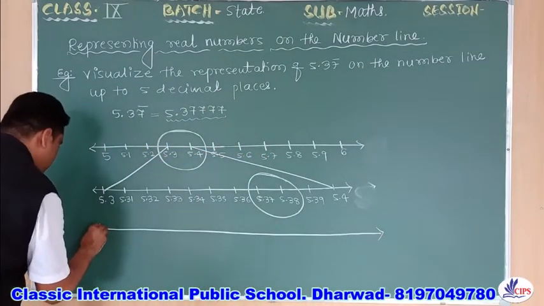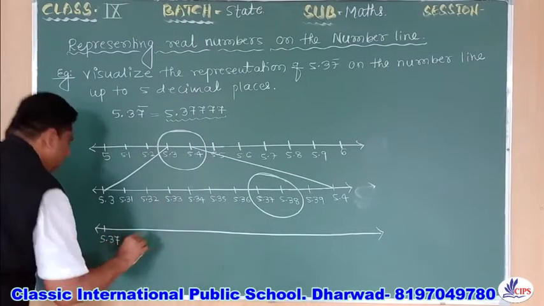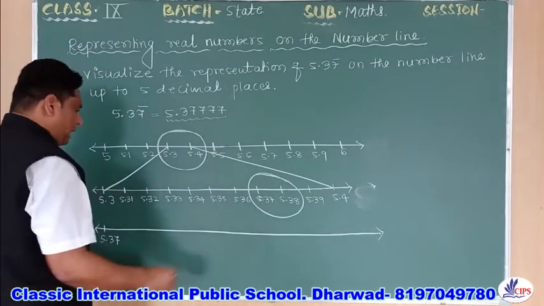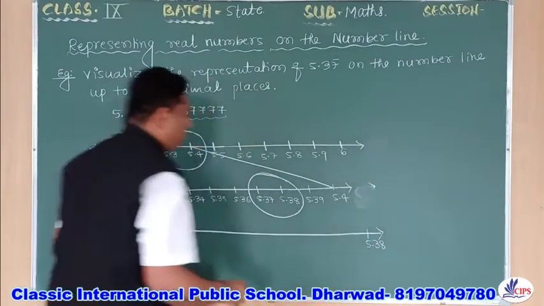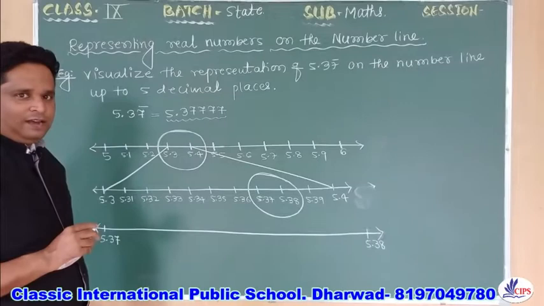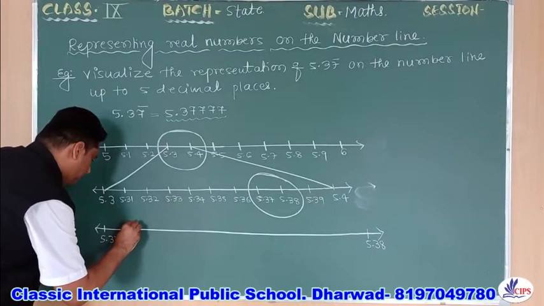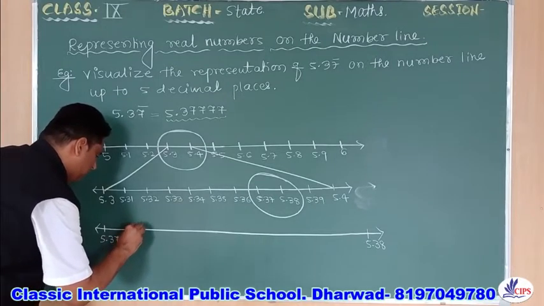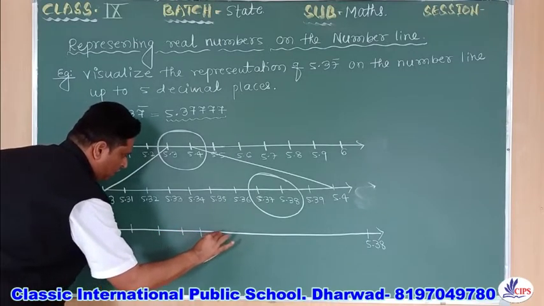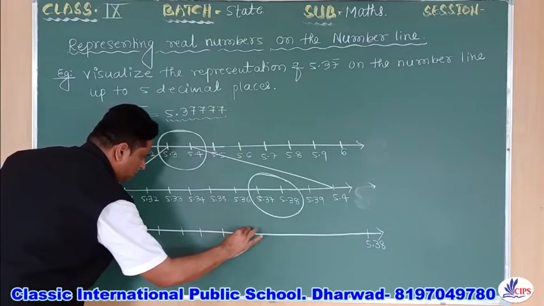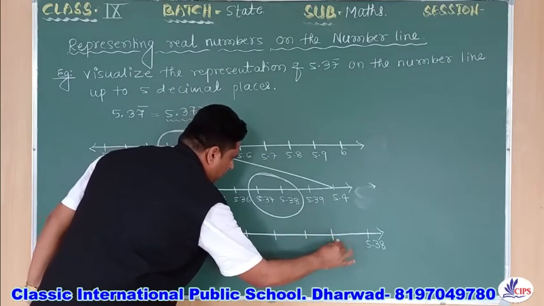Okay children, here it will start with 5.37, and the last number will be 5.38. I will divide this number line into again 10 parts. See how: 5.371, 372, 373, 374, 375, 376, 377, 378, 379, 5.38.